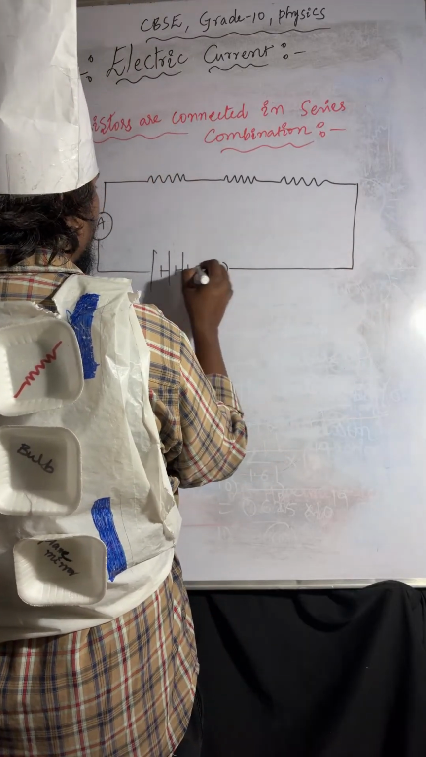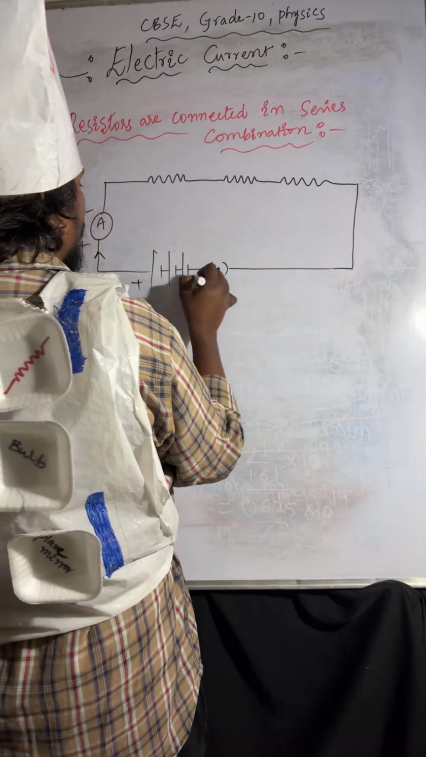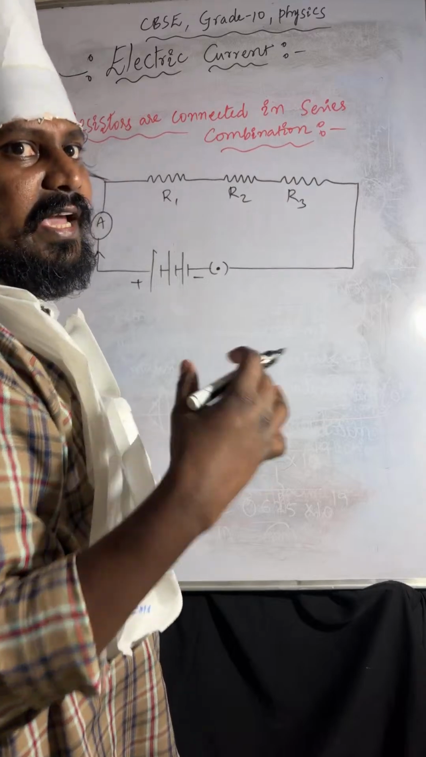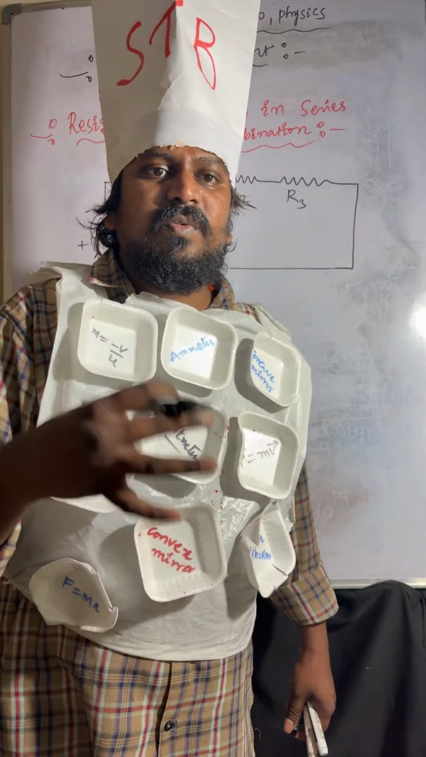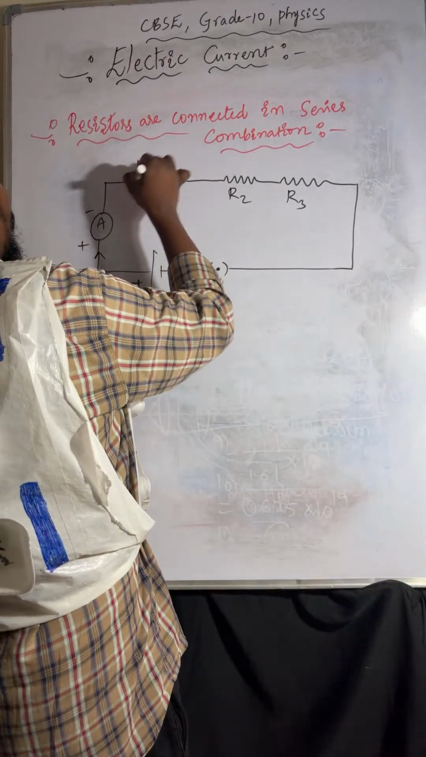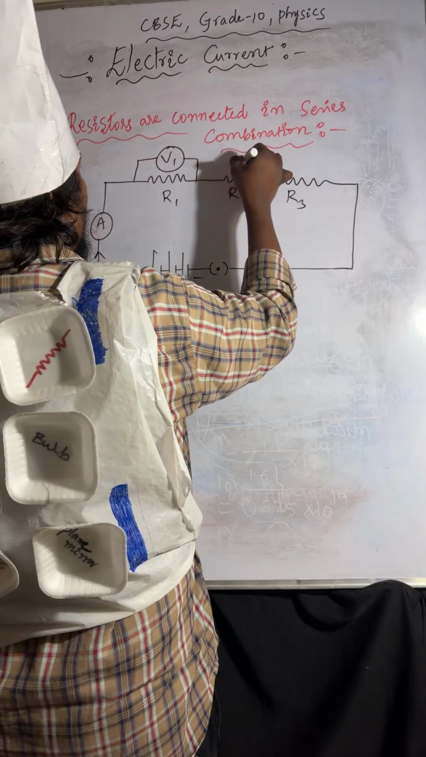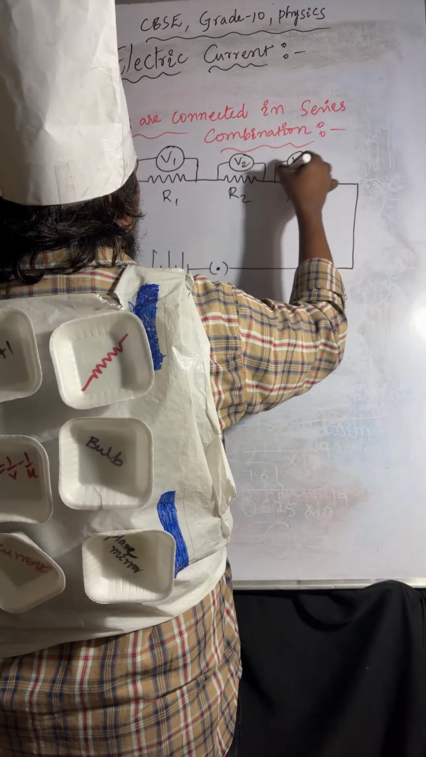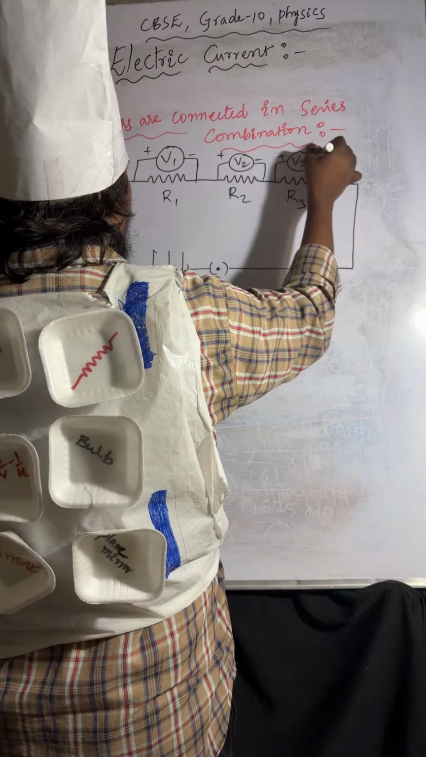Here you can observe, closed switch, current is passing. Positive terminal, negative terminal, R1, R2 and R3. Across R1, V1, across R2, V2, across R3, V3. So I'm connecting voltmeters to measure the potential difference across each resistor. You can observe positive, negative, positive, negative, positive, negative.